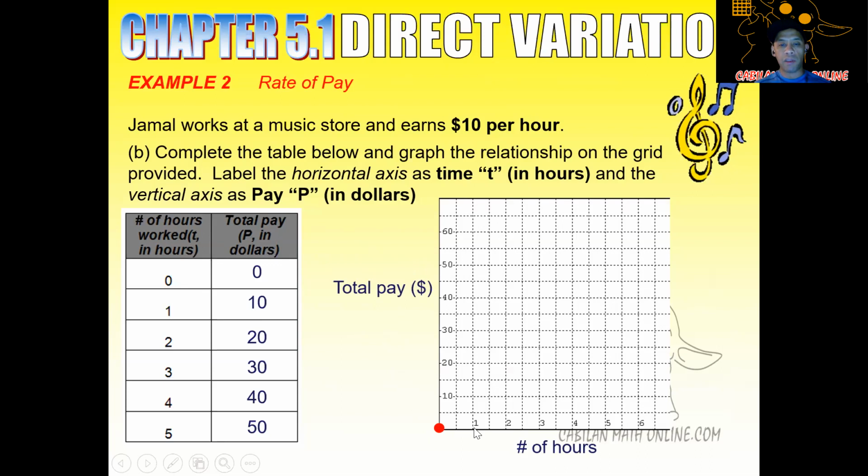So here's 1 hour, and we're going to go up to 10. 2 hours is 20. 3 hours is 30. 4 hours is 40, and 5 hours is 50. If you can see from far away, we can connect those 6 points with a straight line. And don't forget to extend.